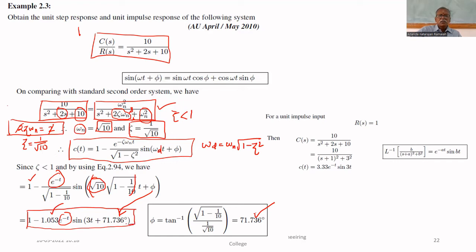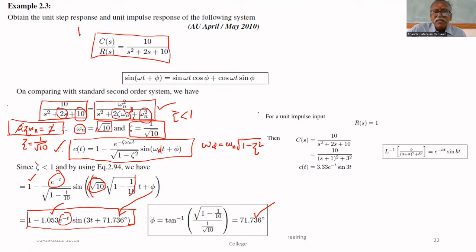What response? Step response. We know the formula, from that we obtained the step response, because the question is obtain. Sometimes they will ask, derive the unit step response. You have to see the question. Sometimes in an 8 marks question, they will simply ask, derive the step response for the given system. Then you have to derive up to C of t, then substitute the values.